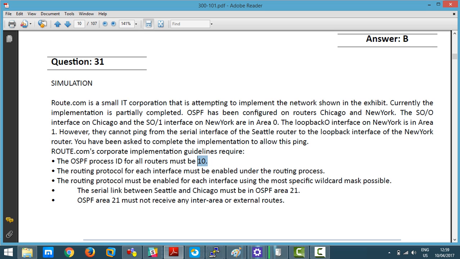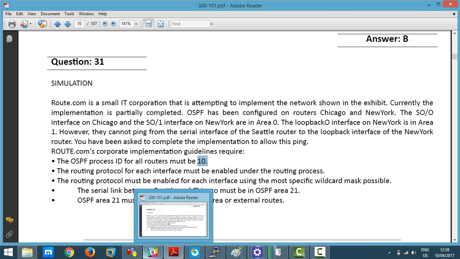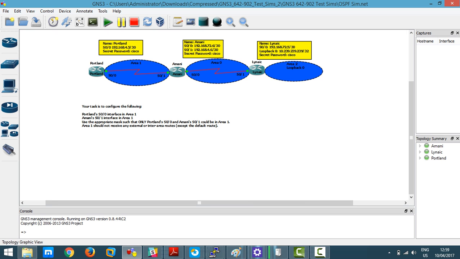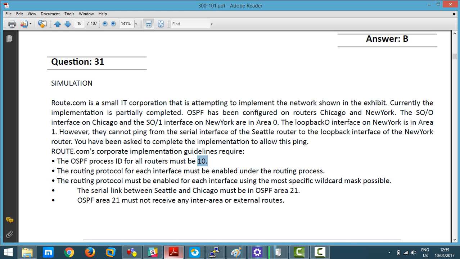Here they are asking for router OSPF 10. Well, in the lab we have here in GNS3 it is OSPF 1. So it's not a problem. You must think about it: the routing process ID might be changed in the real exam. It might be 100 or 300 or anything. You just don't need to be confused about it. The routing protocol must be enabled for each interface using the specific wildcard mask.